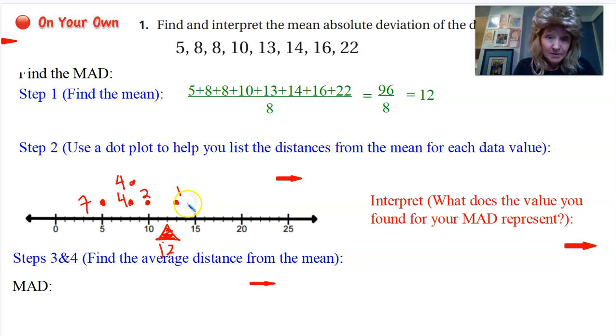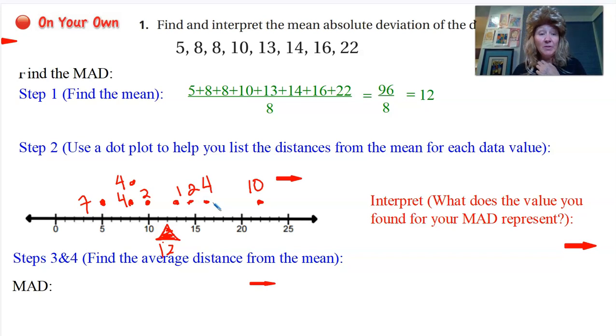And I've got a 14, which is 2 spaces away. And 16 is 4 spaces away. And my last one of 22, how far is that from 12? It's 10 spaces. And already by looking at the dot plot, you can see that maybe 22 might not technically be an outlier, but it's quite a bit different than most of the other numbers.